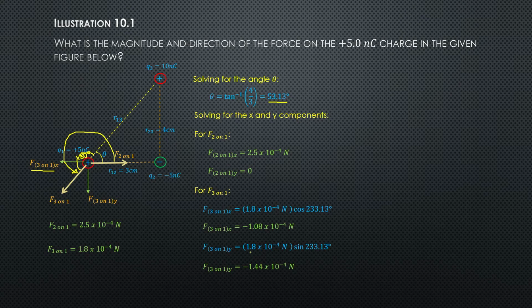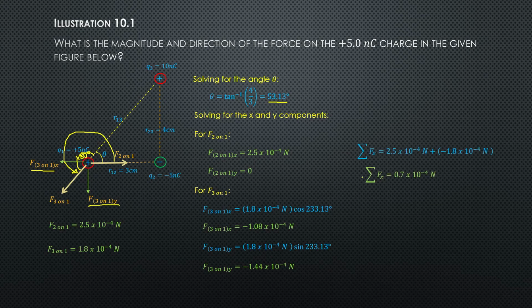And for the y component, cosine simply becomes sine. So 1.8 times 10 to the negative 4 times sine of 233.13 degrees gives us negative 1.44 times 10 to the negative 4. The negative means it is going down for this value.